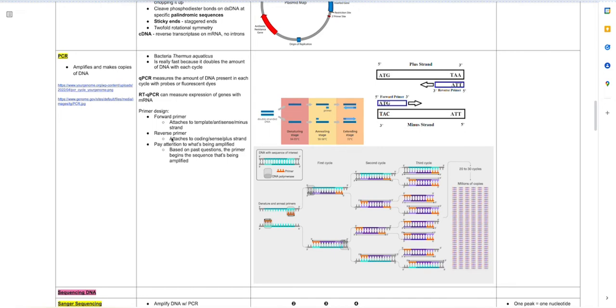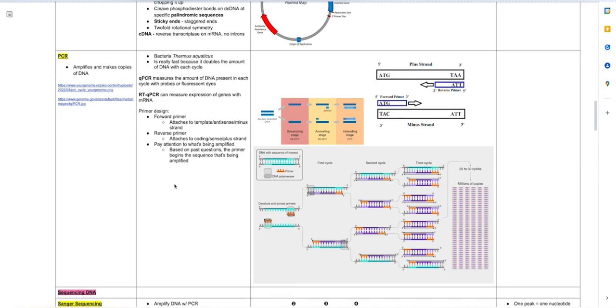When you're answering questions on semifinals or something, you need to pay attention to what's being amplified. Amplified is, I feel, a very vague term. But how I've seen it on a past question is basically the primer begins the sequence that's being amplified. So if we look at the forward primer here, it's identical to the plus strand, or at least the beginning of it. Therefore it's amplifying this strand right here because it's on the opposite strand. So probably if they ask you a question like that again, then that's what they want.